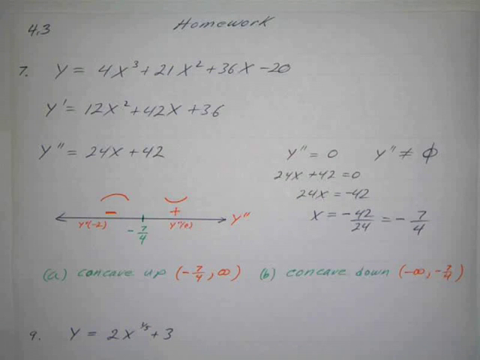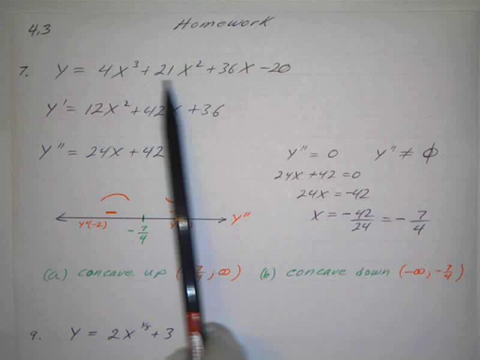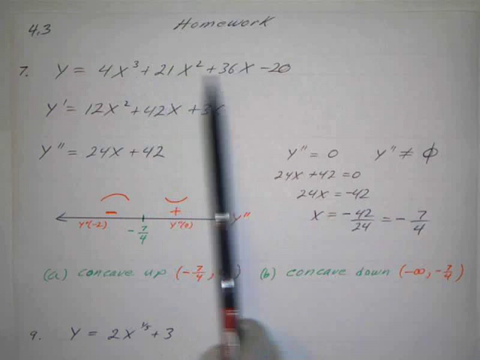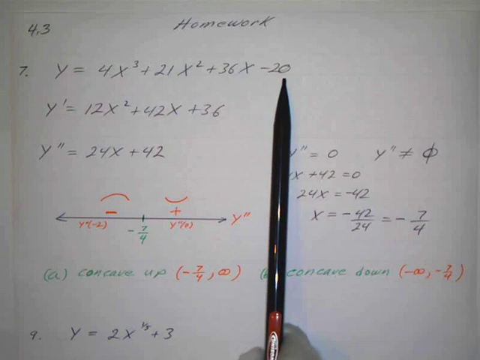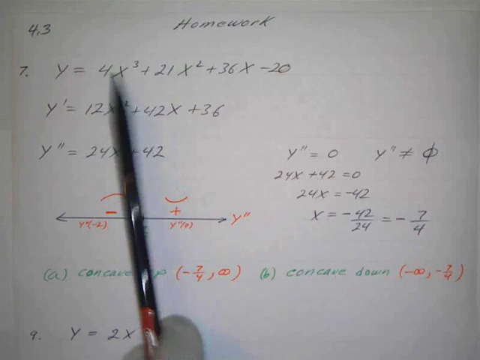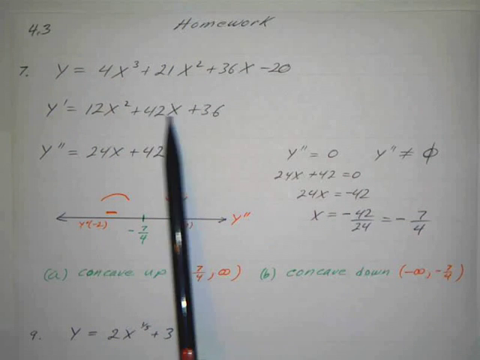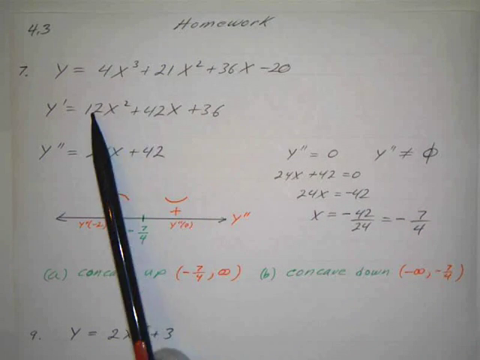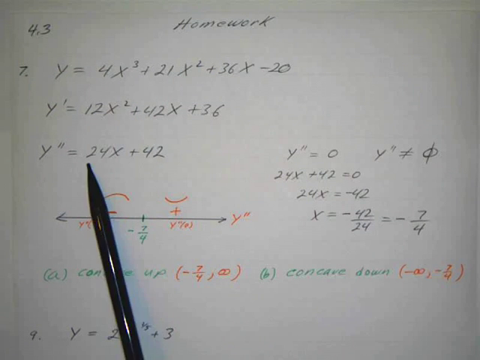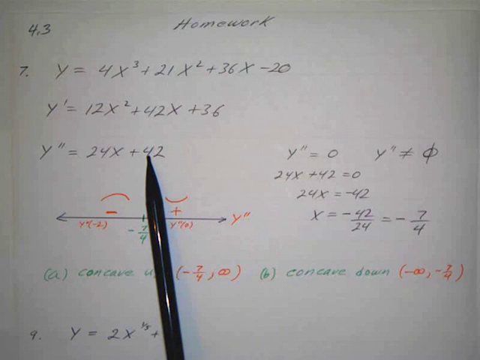Okay, some more problems from section 4.3, and all we had to do was find the intervals on which the function was (a) concave up or (b) concave down, and that's just the second derivative test, so it's pretty easy. We got a nice cubic polynomial here. Just take the first derivative and you get 12x squared plus 42x plus 36. Then take the second derivative and you get 24x plus 42.